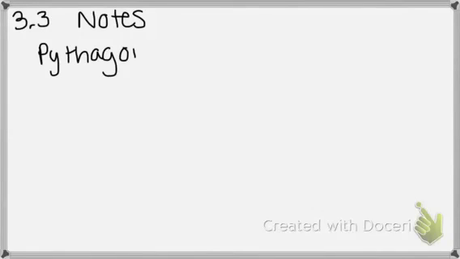So today we are going to talk about two things. The first thing we're going to talk about is the Pythagorean theorem. The second thing we're going to talk about is special triangles. So the first half of today's class is going to be notes on the Pythagorean theorem.